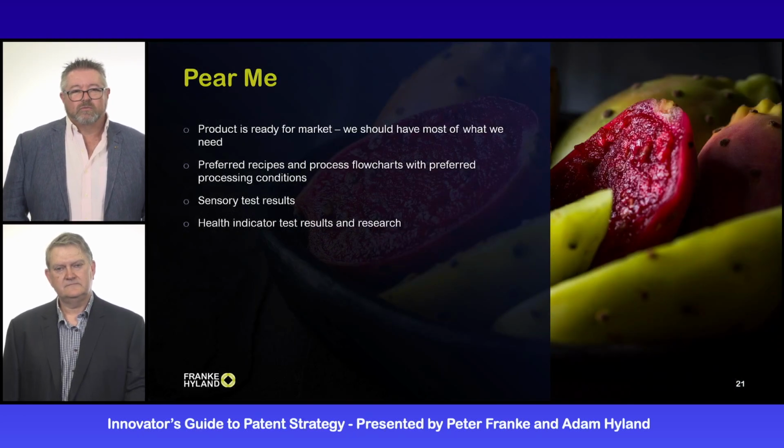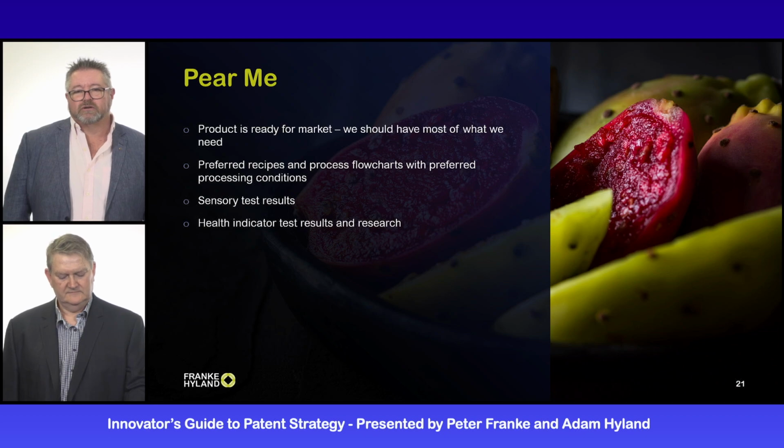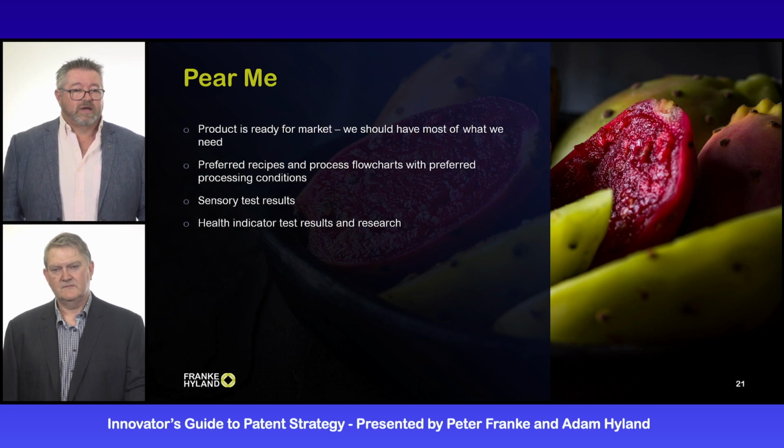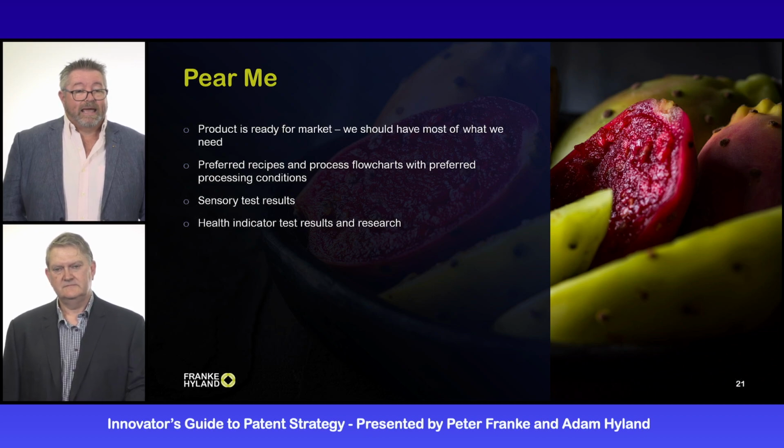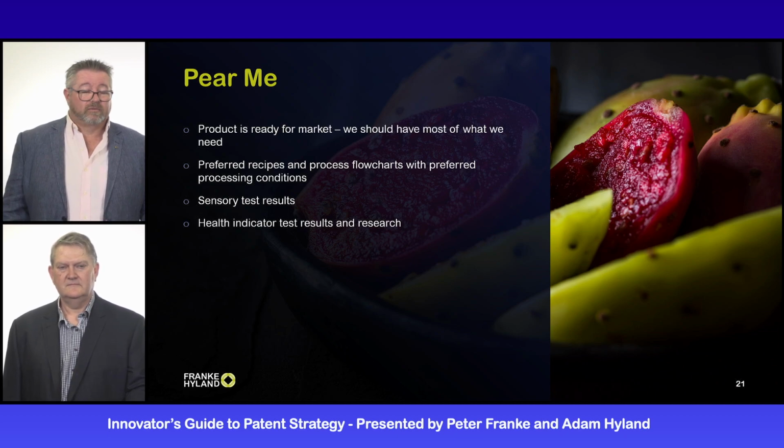Okay, for PME, we've got a product that's ready for market and we need to go straight ahead. So theoretically, we should have most of what we need in terms of technical information from the R&D group. This would include preferred product recipes and the process flow charts that are going to be implemented in the factory and the preferred processing conditions. It's also worth knowing what the limits of our recipe inclusions and our processing conditions are.